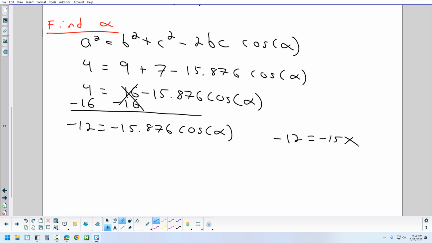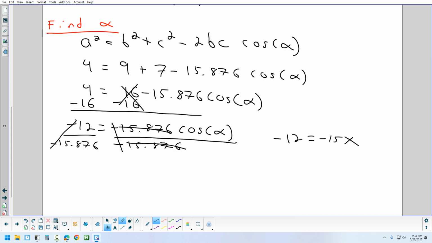You have a number equals another number times a letter. What would be our next step now? Yep, divide. And what would you divide by? Negative 15,876. That's going to cancel the negative and the 15. Okay. And do it here as well. And when you divide that side, those negatives cancel.